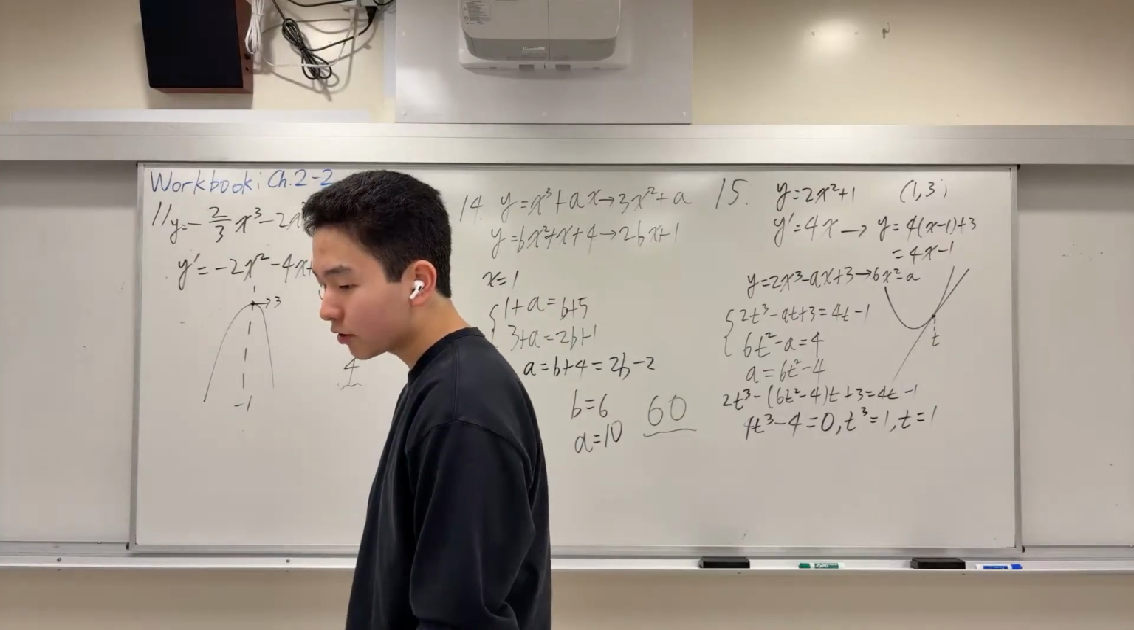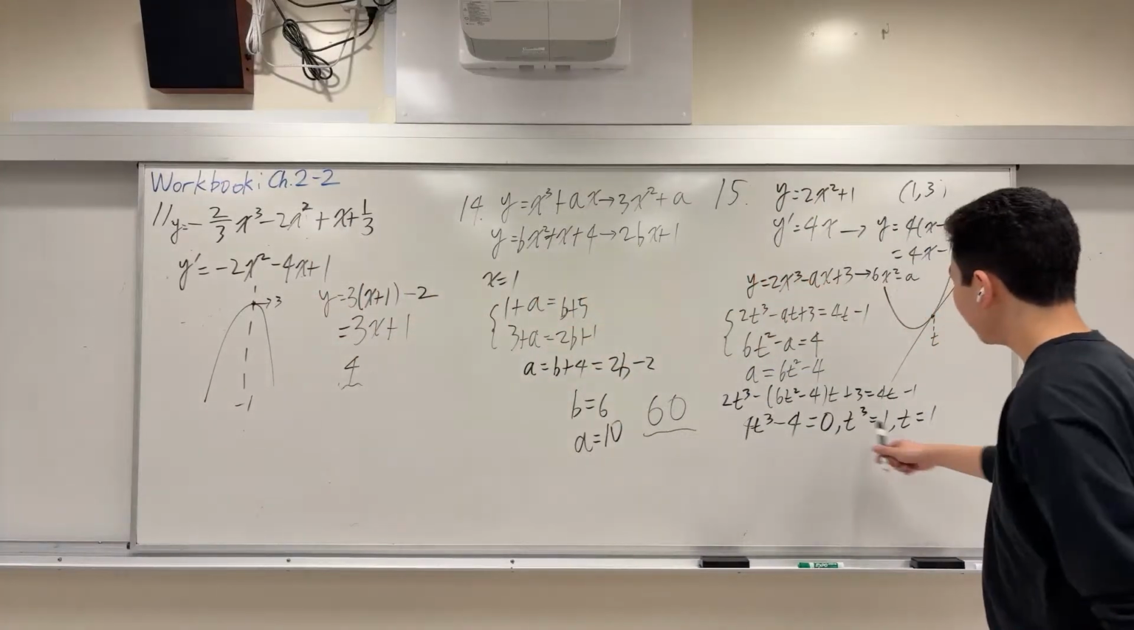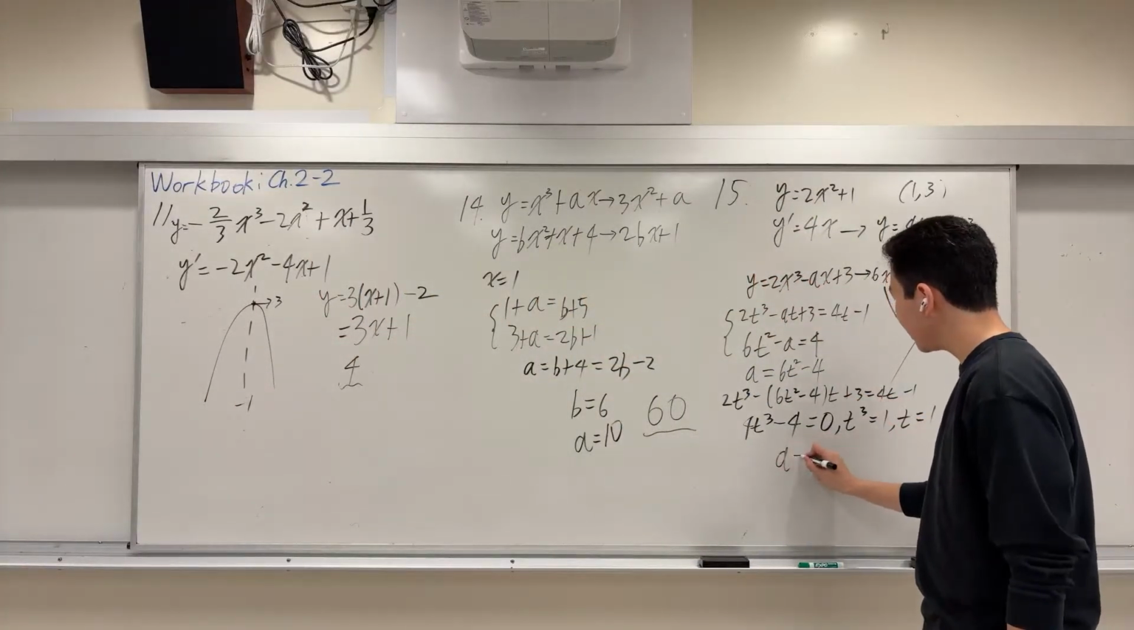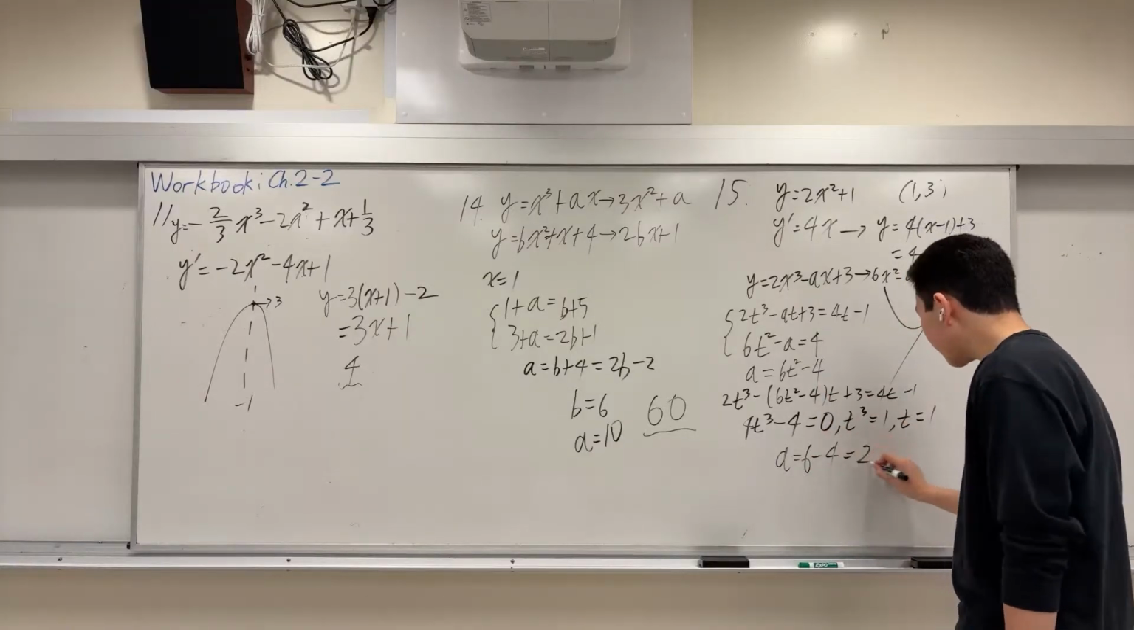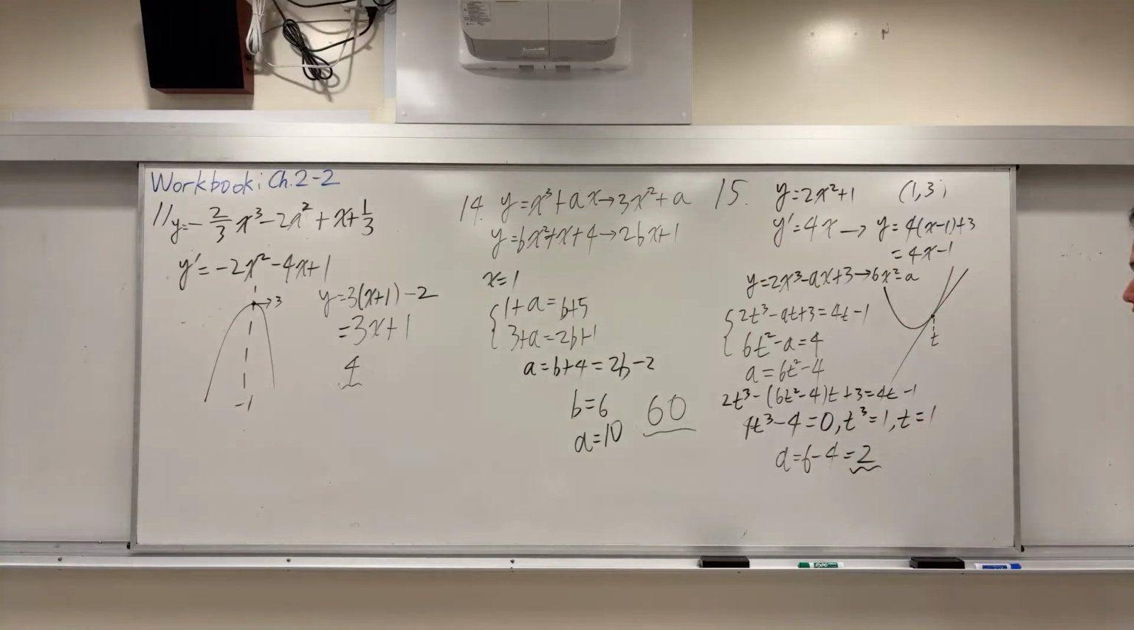And what is it that we're trying to find? Find a. So we can plug this directly in. So a equals 6t squared minus 4. So that's 6 minus 4 equals 2. And there you have it. We didn't need to use synthetic division or anything. The numbers work out pretty nicely in this case. All right, so a equals 2.